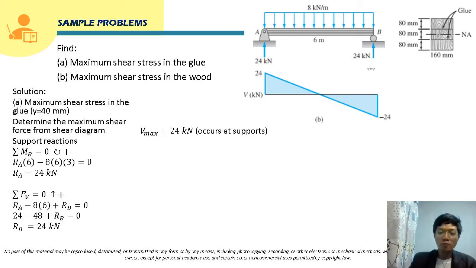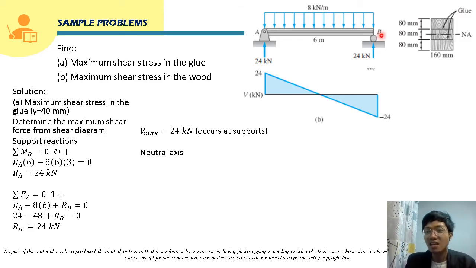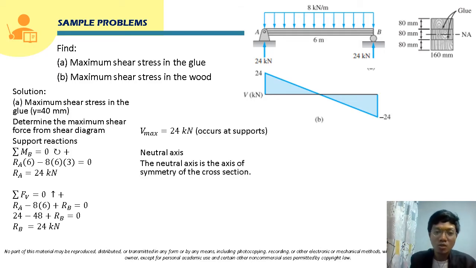Okay. So from here, class, we now proceed to the second step, which is to locate the neutral axis. But in this case, it is already indicated in the given cross-section. Our neutral axis is just here, and since the section is rectangular, we know right away that it is at the middle. So the neutral axis is the axis of symmetry of the cross-section, because the area above is symmetric to the area below the neutral axis.